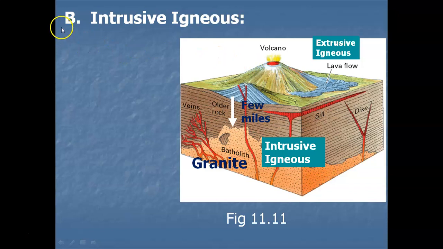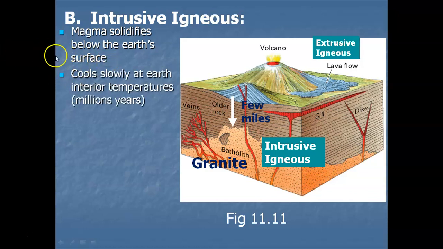All right, now the second type of igneous rock is intrusive, and so this is magma. Magma is going to cool and solidify below the Earth's surface, deep within the Earth, at higher temperatures. And so it's going to cool slowly at Earth interior temperatures. And so this is normally how we think about rock being created. It takes hundreds of millions of years for the magma deep within the Earth to eventually cool and create a rock. And so here's an example of what was once a mass of magma deep within the Earth.